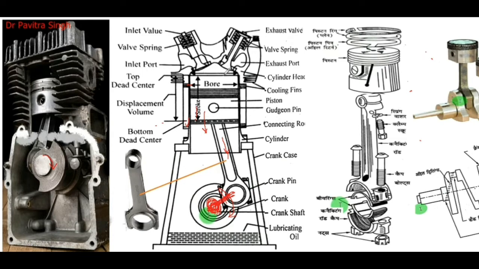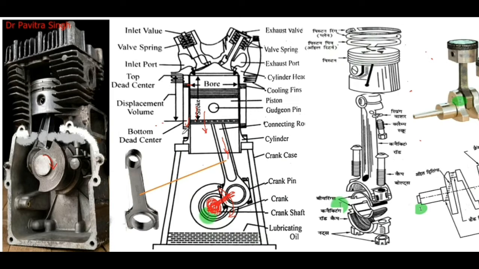So clearance volume is in the above location of the piston. Okay, so this volume is called clearance volume, and the volume displaced by this piston is called swept volume. Okay, so here we can say this is bottom dead center.